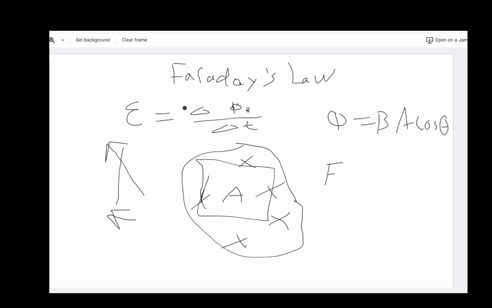Yes. And it's so confusing that we actually forgot the negative sign in Faraday's law. We apologize for that. This is represented by Lenz's law.